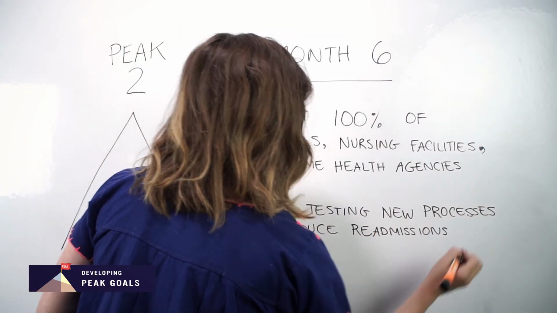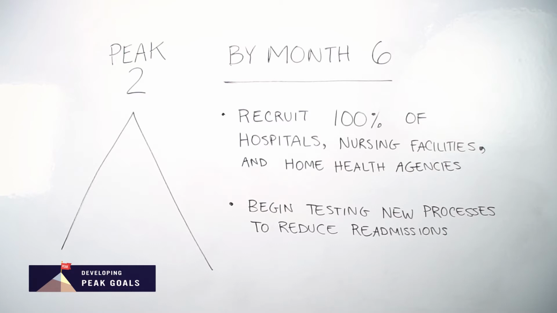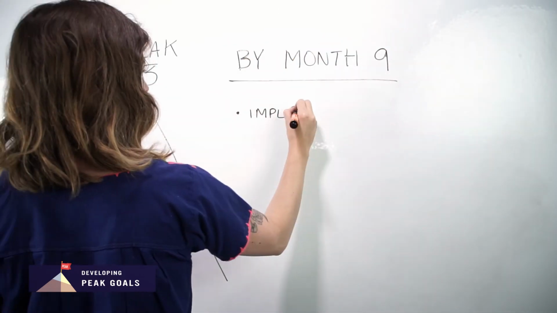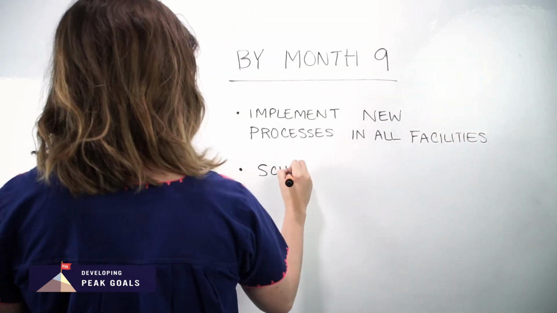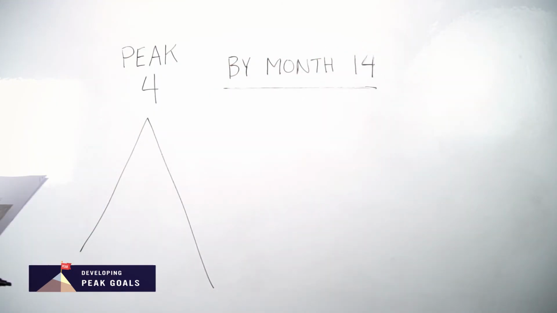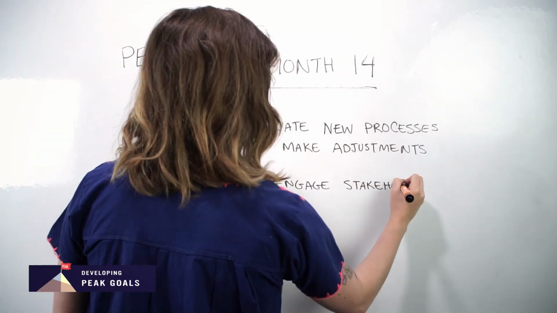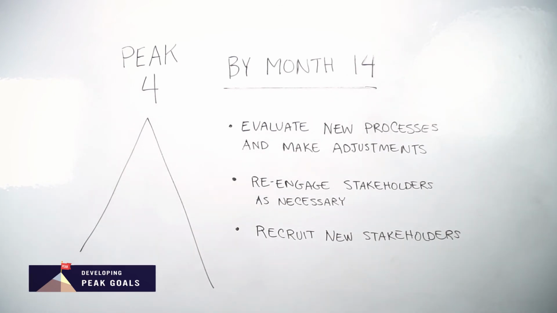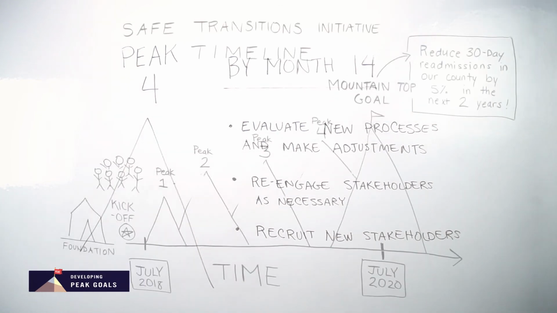Begin testing new processes to reduce 30-day readmissions. Peak 3. By month 9, implement new processes in all recruited facilities. Schedule monthly monitoring meetings. Peak 4. Evaluate new processes and make adjustments. Re-engage stakeholders as necessary. Recruit new stakeholders.